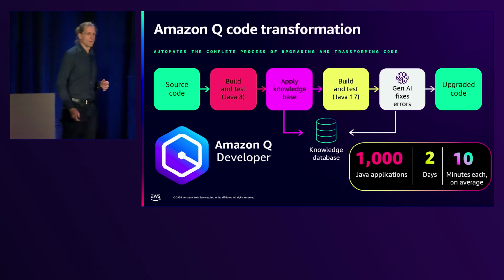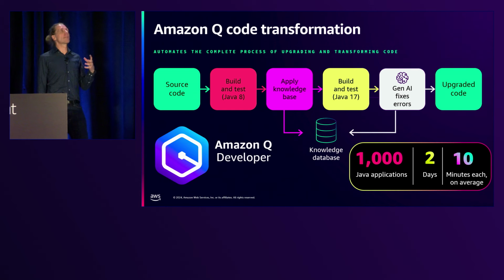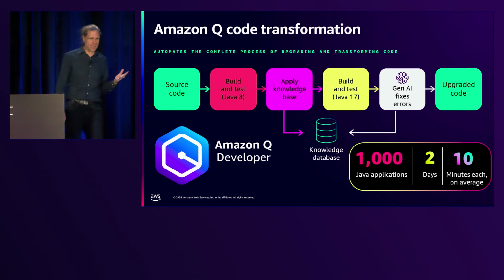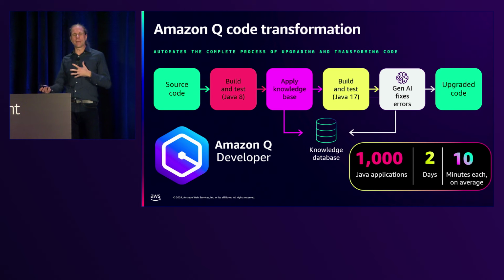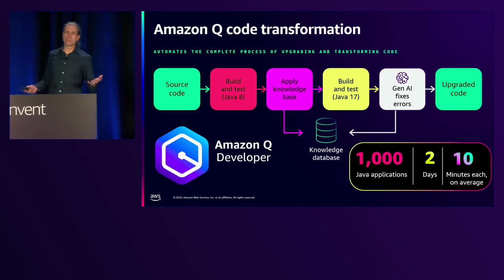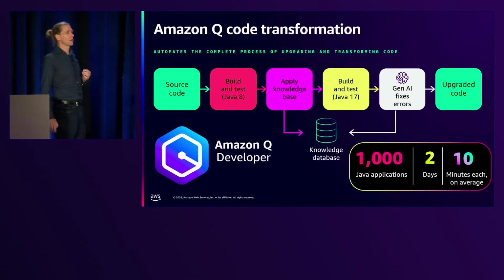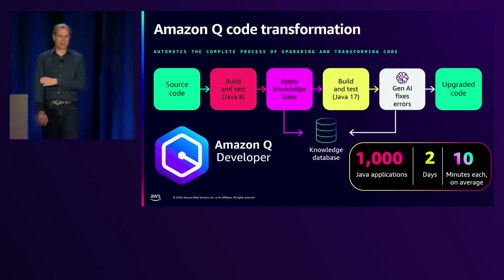Now, we tried this internally, and an internal team successfully upgraded over 1,000 applications from Java 8 to Java 17, and I think it only took 2 days. It only took days. OK, some of them may have taken longer, some of them may have been really quick, but 10 minutes on average. That's a really good use case, and apparently the longest one took, I think, just less than an hour.